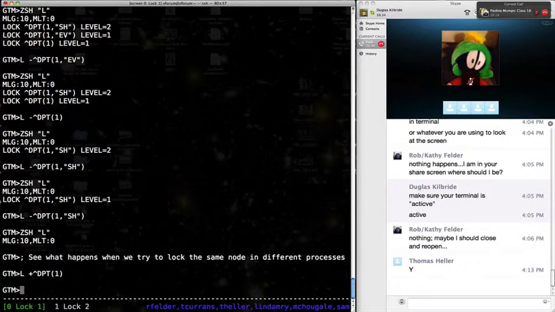So I'm going to go to the other screen. So Control A, Control A. All right, computer, anytime now.